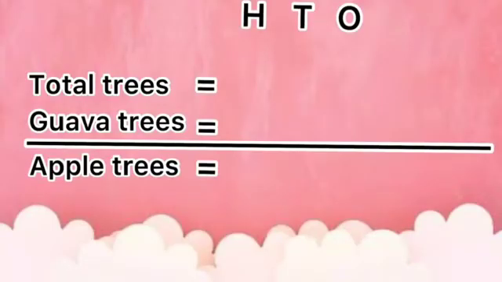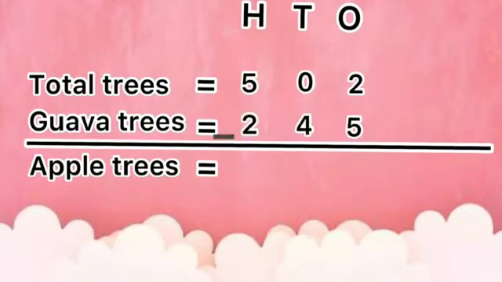Students, as you know, we can also do this question like this. Total trees 502. Guava trees 245. Okay students, what should we do first? Yes, subtract the ones. We cannot subtract 5 from 2 ones.